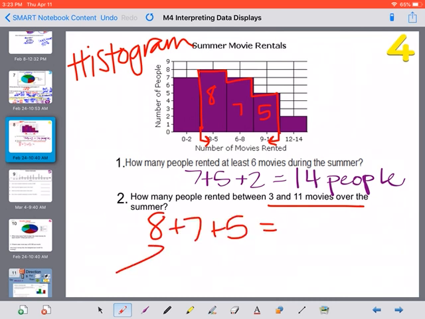And this is simply showing my work right here, so I know which 3 bars I'm looking at. Which 3 intervals, I guess you could call it. 7 plus 8 is 15, plus 5 more is 20. 20 people rented between 3 and 11 movies over the summer.